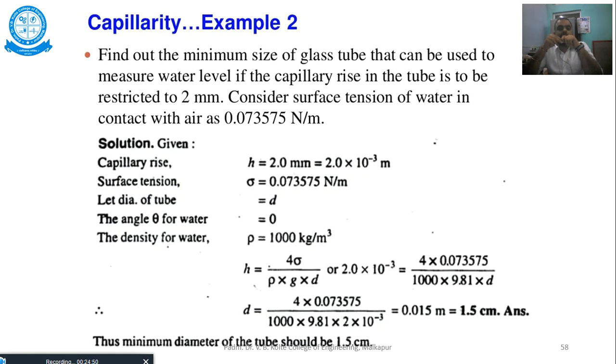Okay, let the diameter of tube be d, that we have to find out here. The angle of contact for water is 0. Density of water is also constant, rho is equal to 1000 kg per meter cube. Okay, so what will be the statement for capillary rise? h is equal to 4 sigma by rho g d. Whatever values are given, we have to put up those values. The unknown value will remain one, that will be the diameter of the tube d. From that, after solving this equation, we will get the value of d, that is nothing but 0.015 meter, or it may be said as 1.5 centimeter. Thus, the minimum diameter of tube should be 1.5 centimeter.